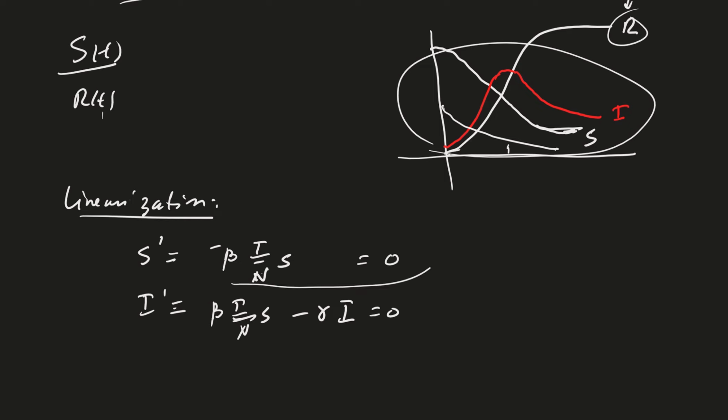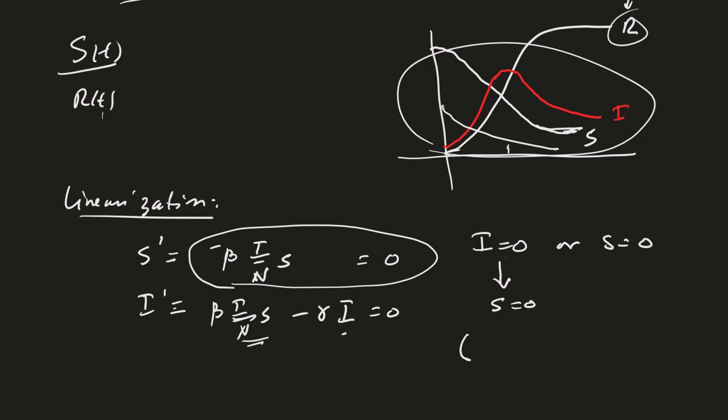Okay, where's the equilibrium solution going to be? Well, for the first equation to be 0, I equals 0, or s equals 0. So if I equals 0 in the first equation, then you can go to the second equation, and that forces s to be 0. So this would give us a solution of 0, 0. And if s is 0 in the first equation, what happens? Oops, wait a sec. That's actually giving me the same solution.